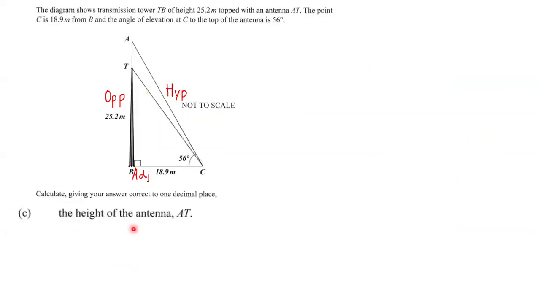Okay, next we have to figure out what the height of the antenna is. So they want us to figure out what this height is, the height of this antenna AT. In order to figure this out, let me just show you a general idea of what we're going to do before we actually do it. We're going to figure out the length AB. Why is that important? Because if we figure out what AB is, and we subtract 25.2, because 25.2 is TB, from the whole thing, then our result will be AT. So that's what we're going to do.